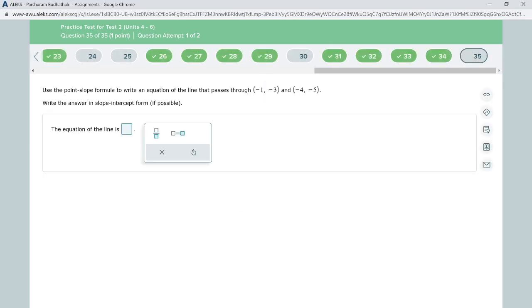Number 35, use the point-slope formula to write the equation of the line that passes through these two points. This is exactly the same as 34, so I'm going to skip that.